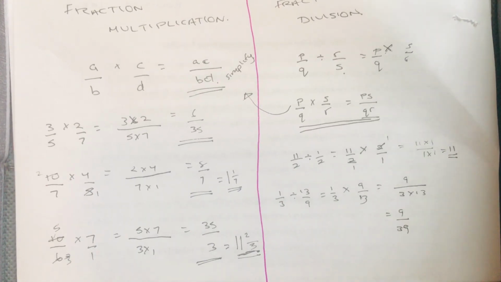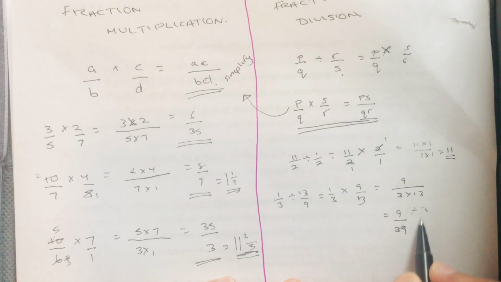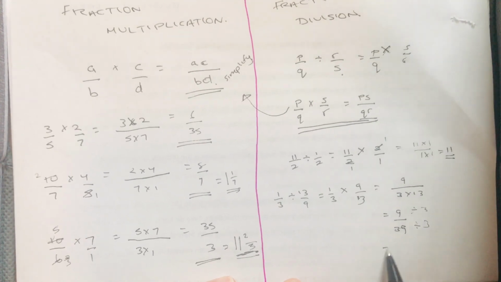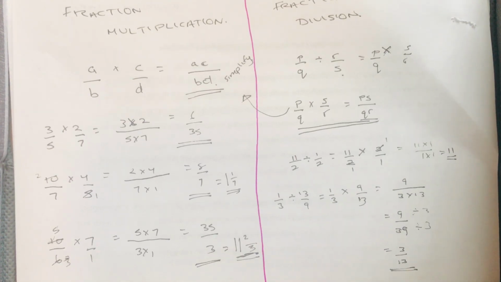And then you can start simplifying. So you divide by 3 on top and 3 on the bottom. So you get divide by 3, divide by 3. You have 3 over 13. So that's your answer. Did you get that, guys?